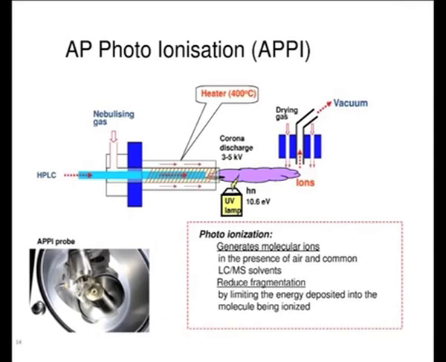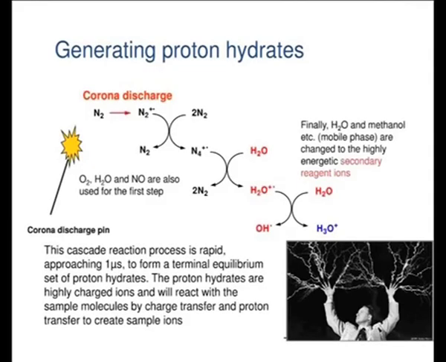In this case, the technique is almost the same, but instead of the corona discharge needle, you are using a UV lamp at a particular frequency for the ionization of your compound. It generates molecular ions in the presence of air and common LCMS solvent. It reduces fragmentation by limiting the energy deposited into the molecule being ionized. Generally, this technique is used for the ionization of non-polar compounds. This is the process of how the compound gets ionized and the charge gets transferred to molecules. I am not going to discuss it in detail.